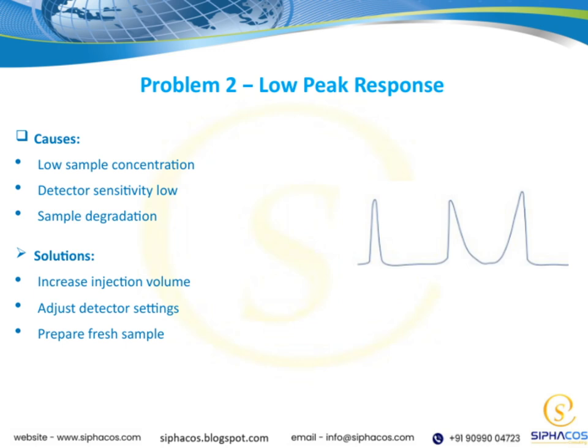To address these causes, we can increase the injection volume, which introduces more sample onto the column and can boost the response. Adjusting the detector settings, such as increasing sensitivity, can also help us capture a stronger signal. Lastly, preparing a fresh sample ensures we're analyzing intact, reliable material, which is essential for accurate results. By understanding these causes and applying these solutions, we can improve our peak response and ensure more reliable, consistent data.